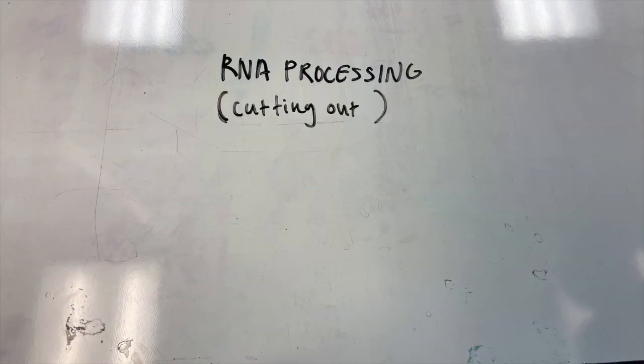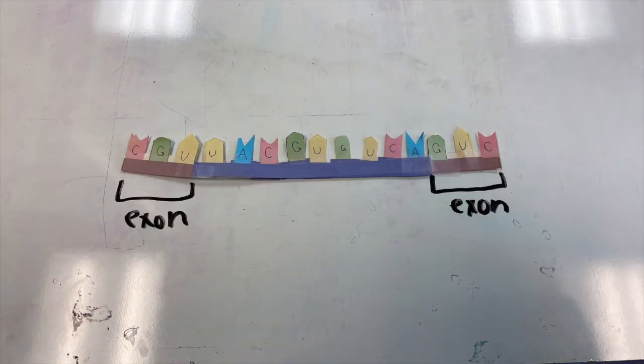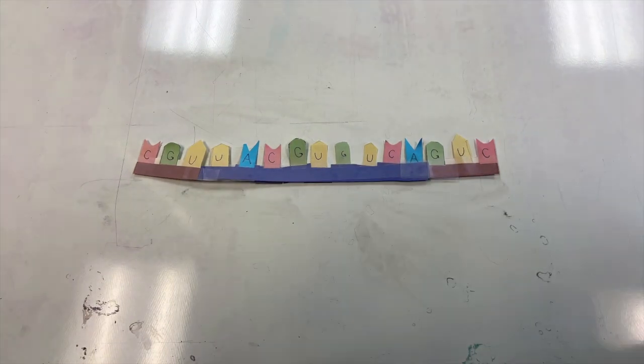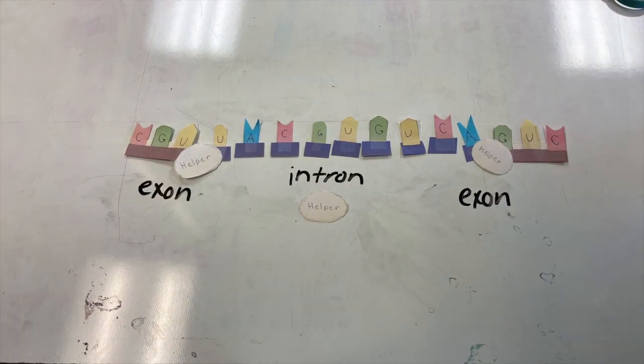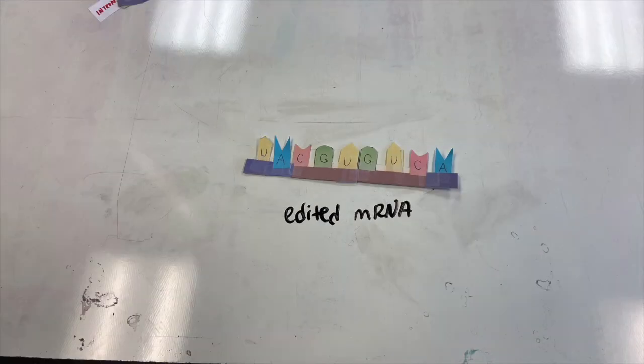So next we've got RNA processing, which is the editing of RNA. So the exons are what will leave the nucleus, and the introns are what stays in the nucleus, and this determines what's expressed. So we've got the 5' end cap and the 3' end poly A tail, which also determines how long it'll last. So we've got our helper proteins, which will cut and paste together the mRNA that is now edited and ready to leave the nucleus.